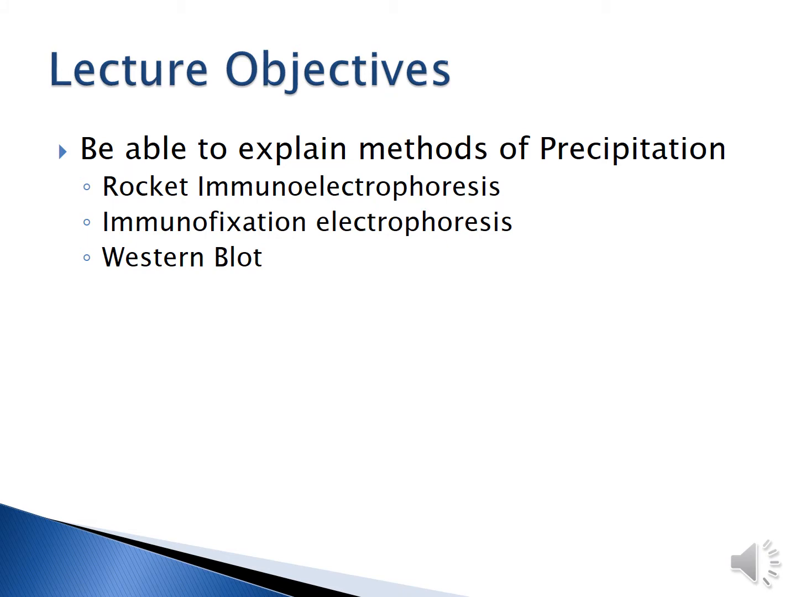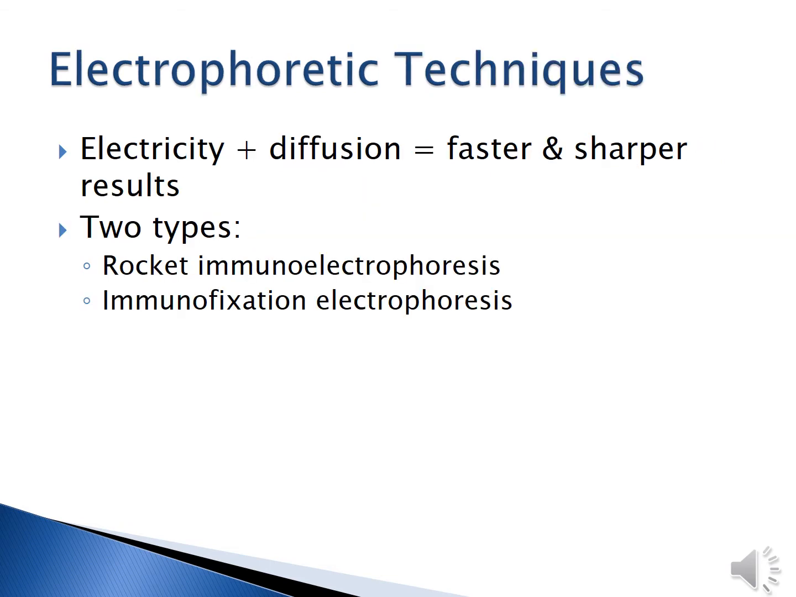In this lecture, we'll be talking about rocket immunoelectrophoresis and immunofixation electrophoresis, and we'll briefly touch on the Western blot. The first two electrophoretic techniques we're going to talk about are rocket immunoelectrophoresis and immunofixation electrophoresis, or IFE. Now these techniques use electricity and diffusion, that way we can get a faster result and a sharper image in our results.